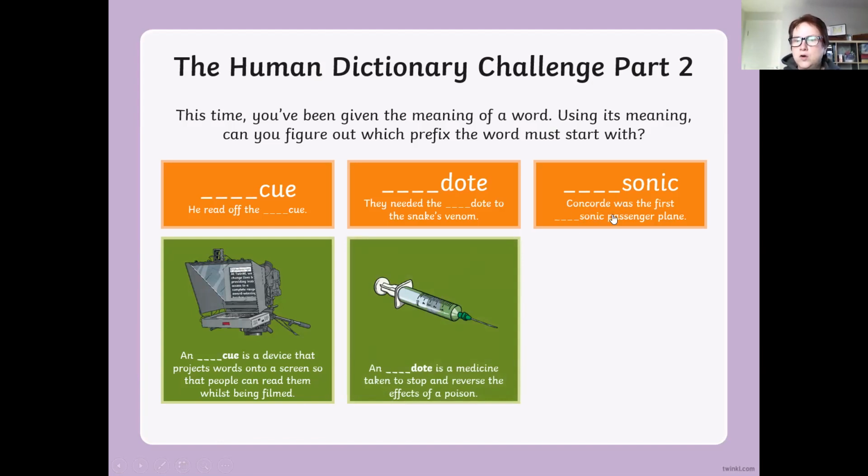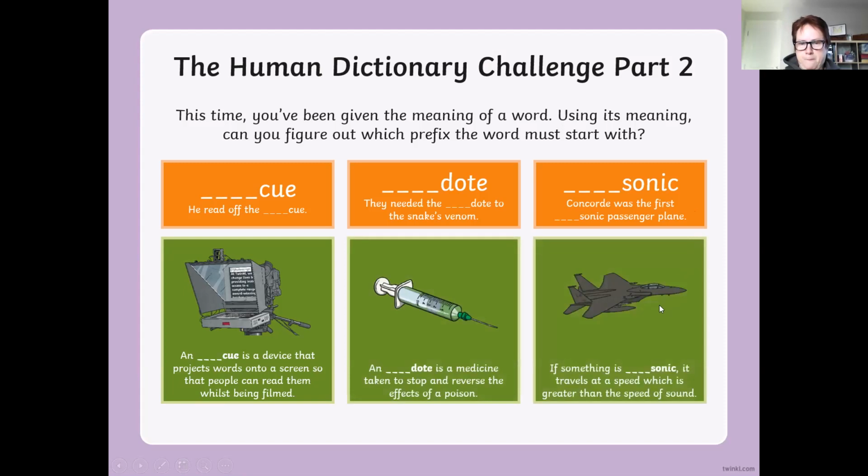Last one. Concorde was the first something sonic passenger plane. Well, we've only got one left, haven't we? So it's got to be supersonic. If something is supersonic, it travels at a speed which is greater than the speed of sound.